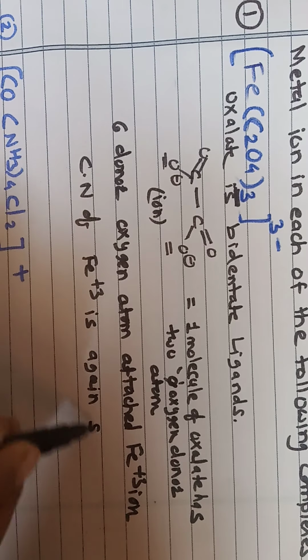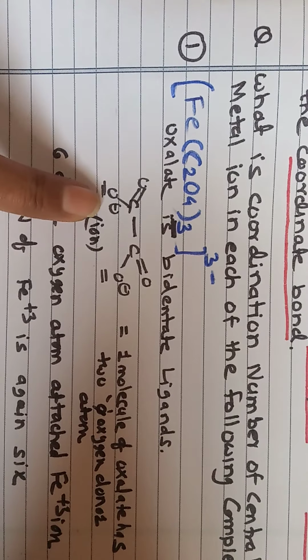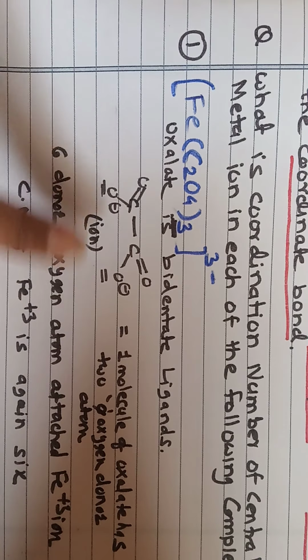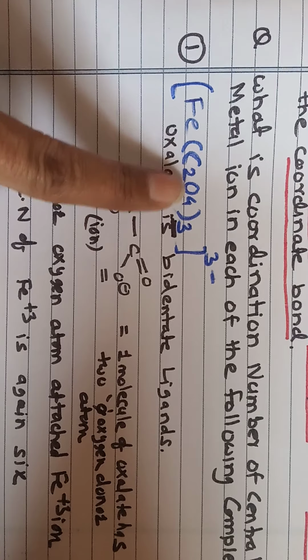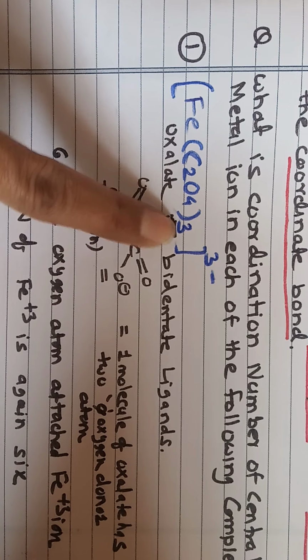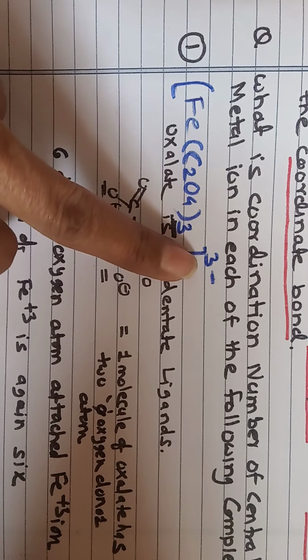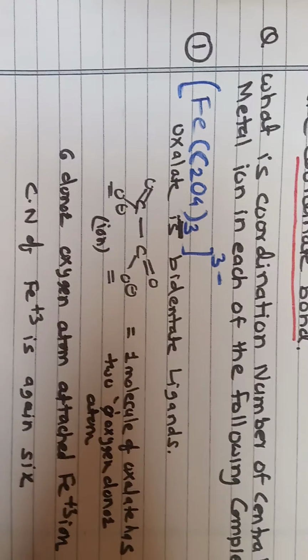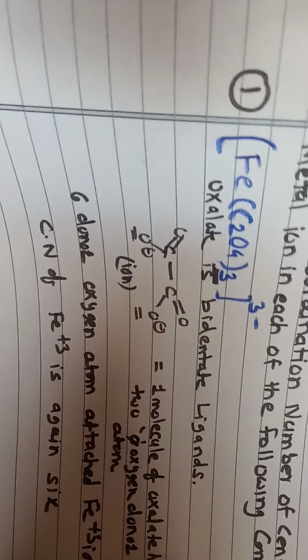Again 6. Look here, I repeat. Each oxalate ion has 2 oxygen donors. There are 3 oxalate ions, so 3 into 2, these are the 6 donor atoms. They are attached to Fe. Here Fe is a Fe plus 3 ion, so the complex ion is there. So the coordination number of Fe here is 6. Now let us consider the next example.